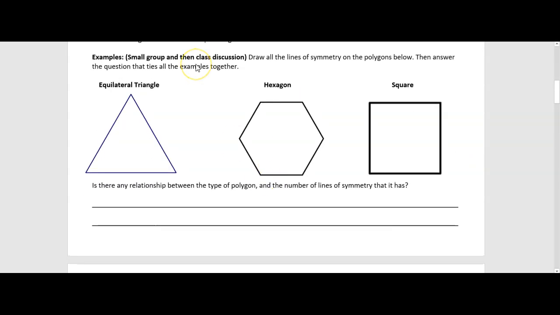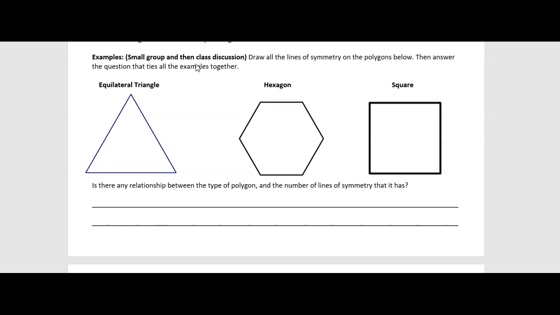So I have 3 regular polygons. Regular polygons meaning their sides all have equal lengths, and their angles are all equal in measurement. So what you need to do is draw all the lines of symmetry that each figure has.